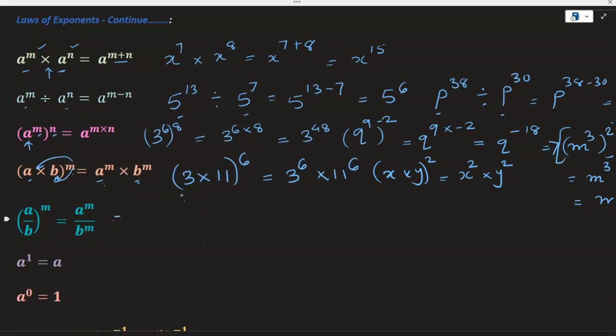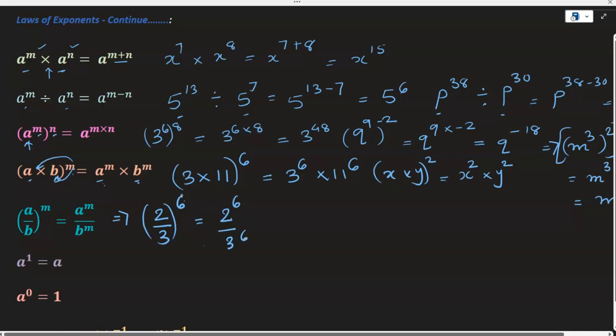In the same way, let us say if you have 2 divided by 3 and you have some common power 6. So according to law, you can write the expression as 2 to the power 6 and 3 to the power 6. Some more example.